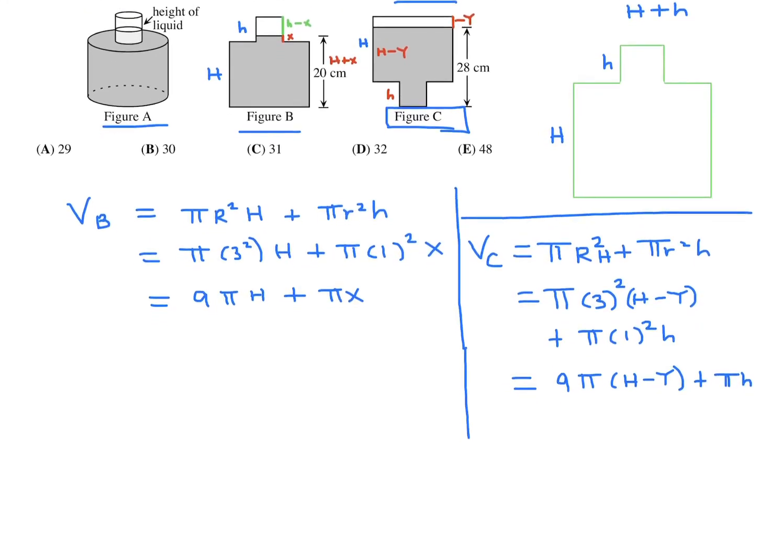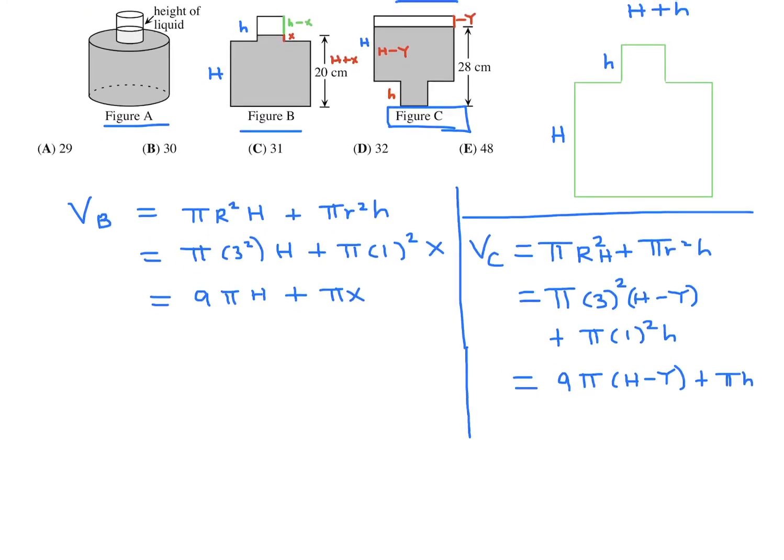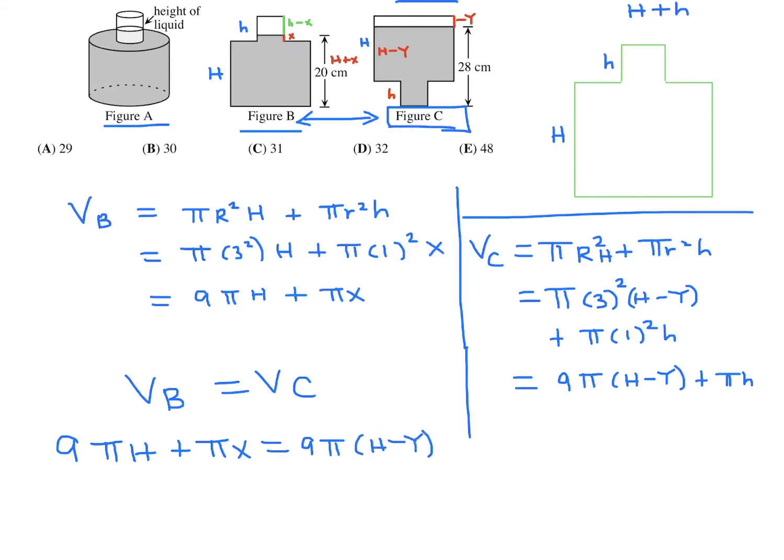And I think that should be it, because this is the same as this, right? These figure B and figure C are the same. The only difference is that they're flipped upside down. So the amount of water in figure B is the same as the amount of water in figure C. So that means that VB is the same as VC. And we can now equate them. 9 pi H plus pi x is equal to 9 pi (H minus y) plus pi h. All right, so this is what we're going to use to figure out what we need.